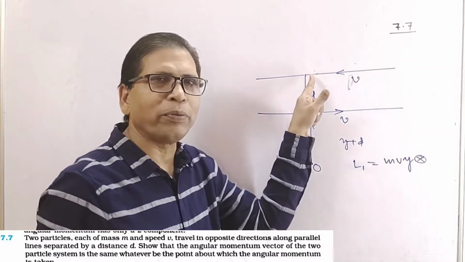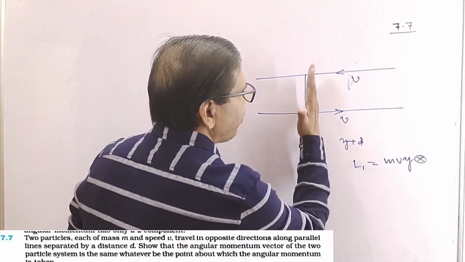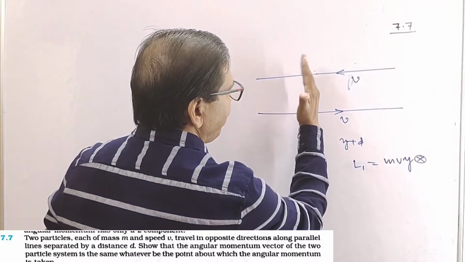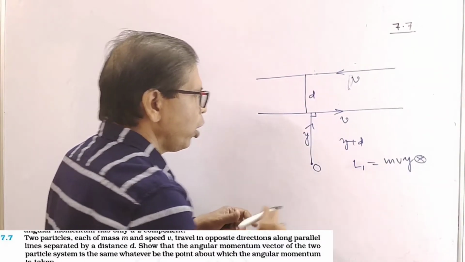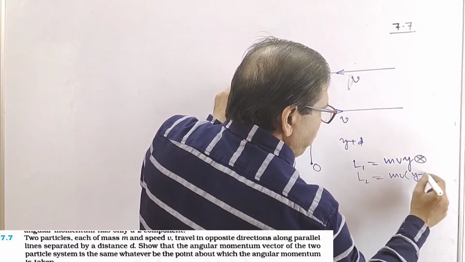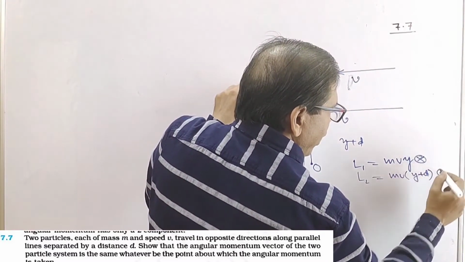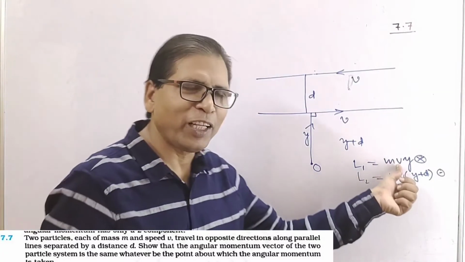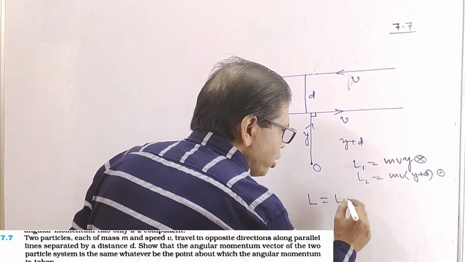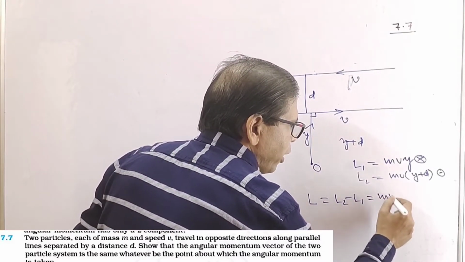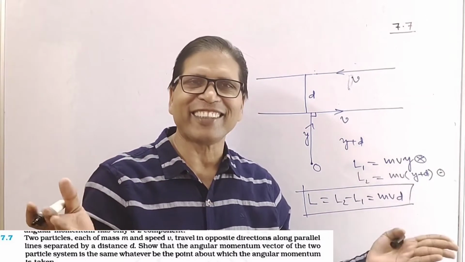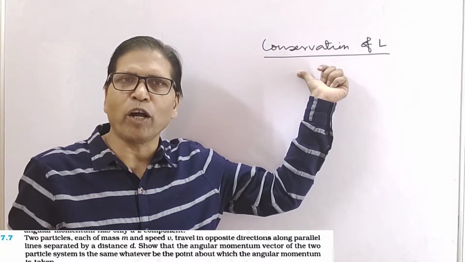Now the angular momentum of this particle: this is the r vector and v vector, and the direction of v is along this direction, so this is outward. So the angular momentum of this particle is mv into y plus d, directed outward. Now this is inward and this is outward. So the net angular momentum L equals L2 minus L1, so this is mv into d. Okay, understood? Now next, conservation of angular momentum.